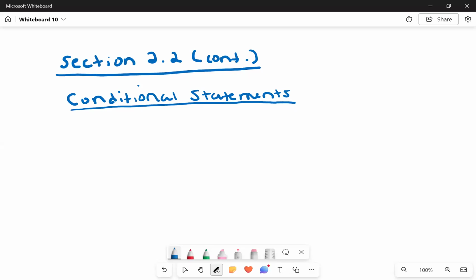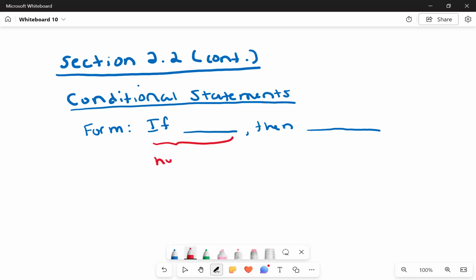In this video, we're going to continue section 2.2 with conditional statements. So conditional statements are statements in this form: if something happens, then something will follow. That is a conditional statement. So the if is what we would call the hypothesis. Then would be the conclusion.